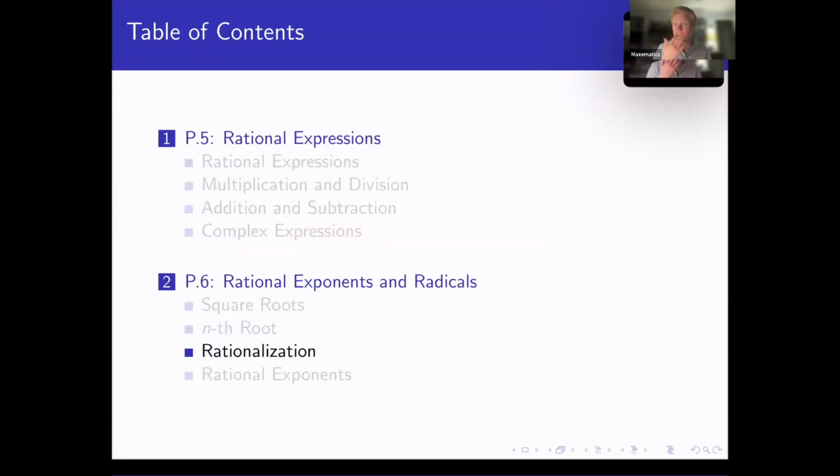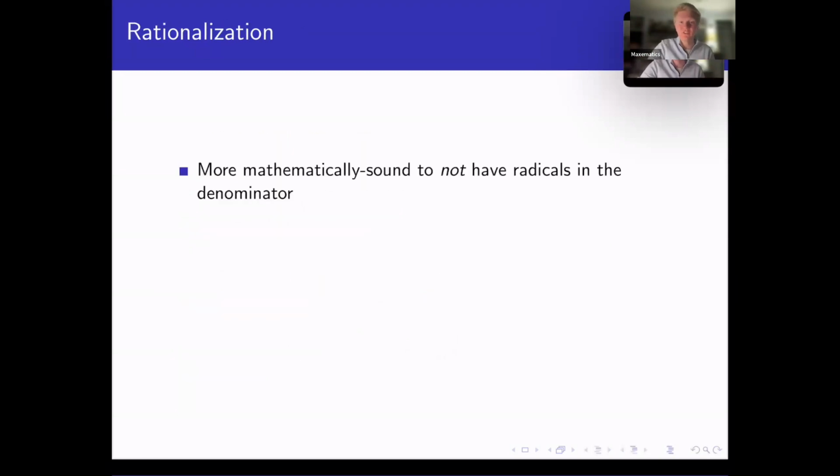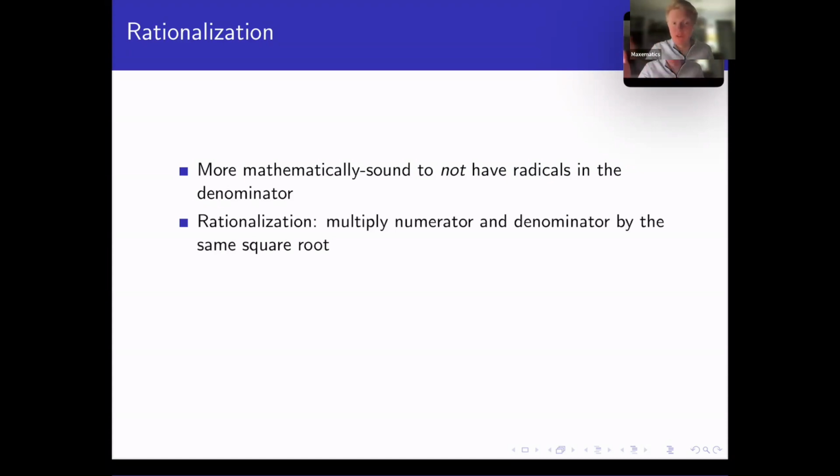Okay, well, that's talking about roots, and we want to really get into what rational exponents are to cap off chapter P. One more thing to do before we get to that is rationalization. So in general, somewhere along the way, it was decided that we don't like having square roots in the denominator. It's okay sometimes, but we consider it mathematically sound to not have radicals in the denominator. So rationalization just says multiply the numerator and denominator by something that would cancel out the square root.